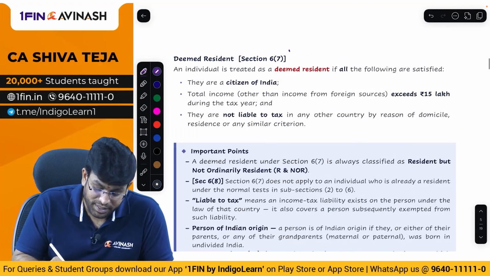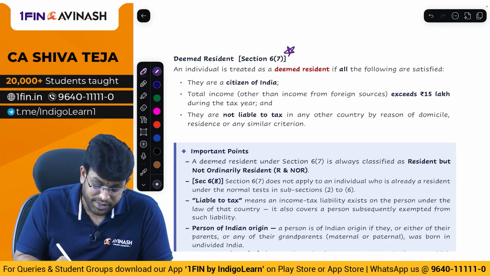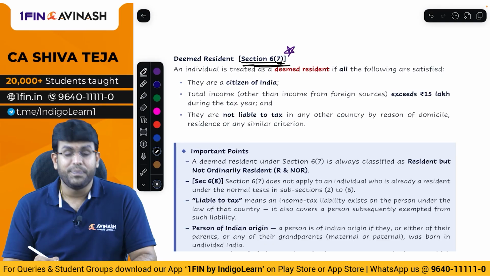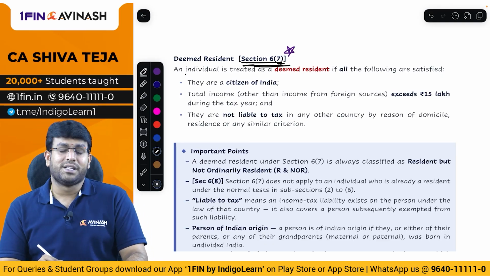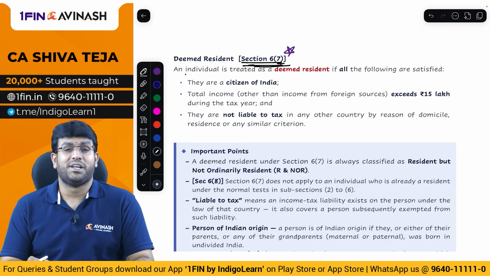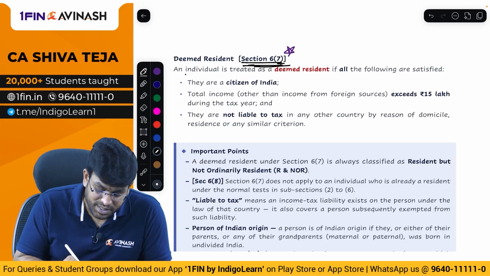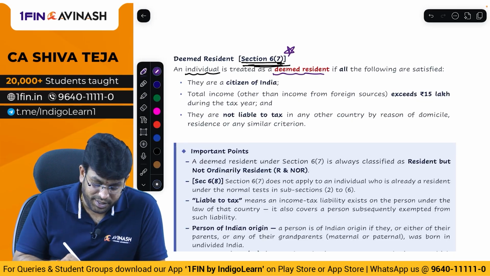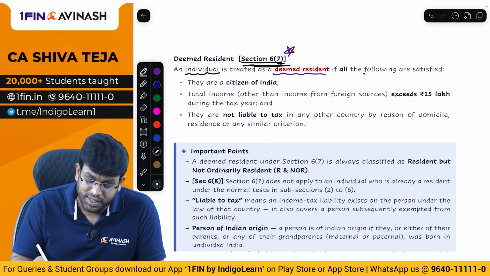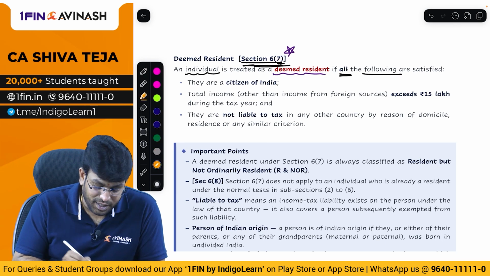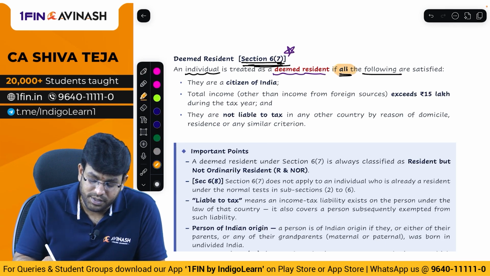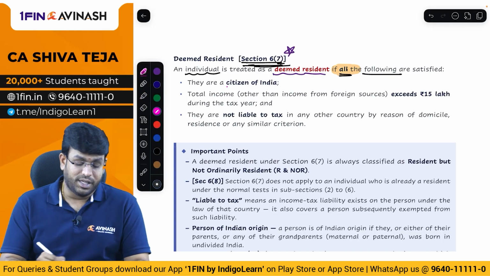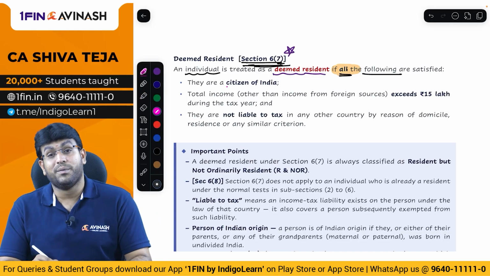Next point. Let me talk about something very interesting, section 6.7, which deals with the concept of deemed resident. So the name itself says he is not a resident, he is a deemed resident. Now when do we treat a person as deemed resident? An individual is treated as a deemed resident if all the following conditions are satisfied. I'll highlight that word, all the following conditions. He is not a resident, but he is deemed to be a resident.